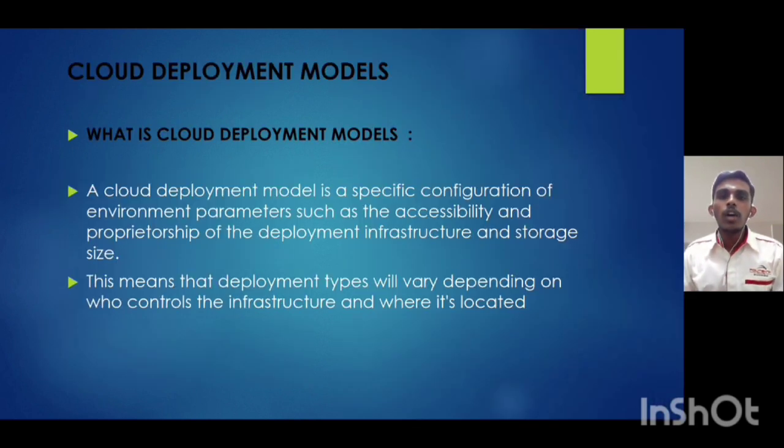So first of all, we are going to know what cloud deployment models are. A cloud deployment model is a specific configuration of environment parameters such as the accessibility and proprietorship of the deployment infrastructure and storage size. This means that deployment types will vary depending on who controls the infrastructure and where it is located.